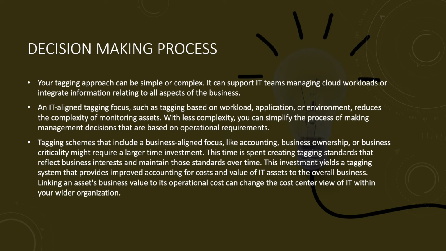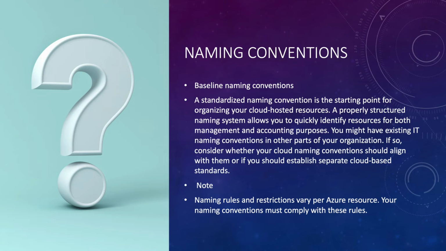So these tagging schemes can help really align your business. It's a lot like accounting, business ownership, business criticality. You can identify all these things and do some really nice visualizations along the board by doing tagging right. It's a great, powerful system.